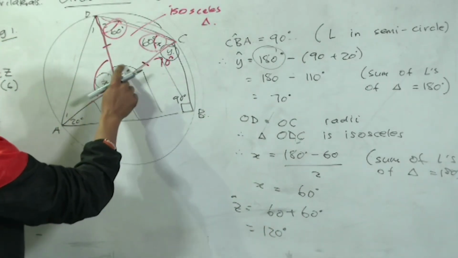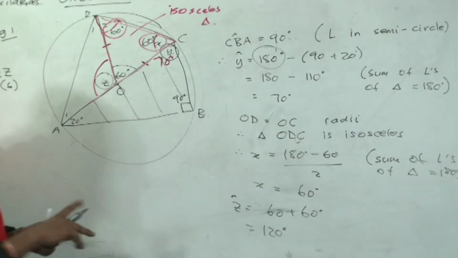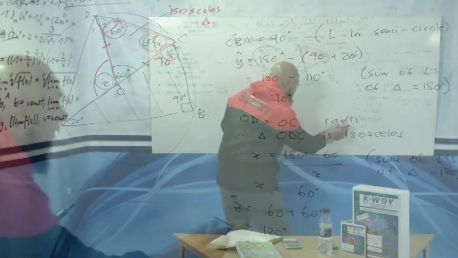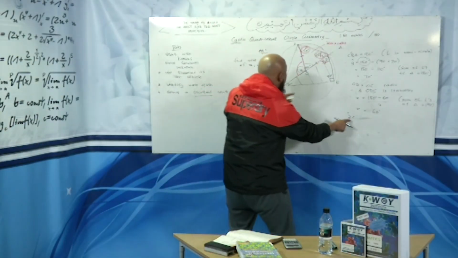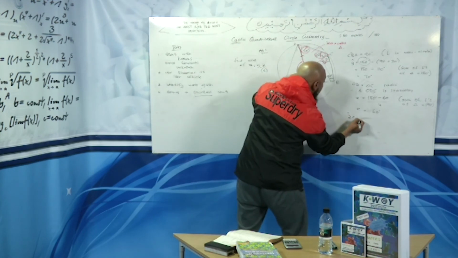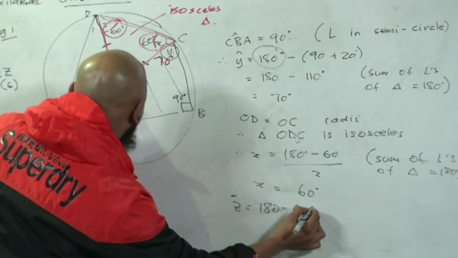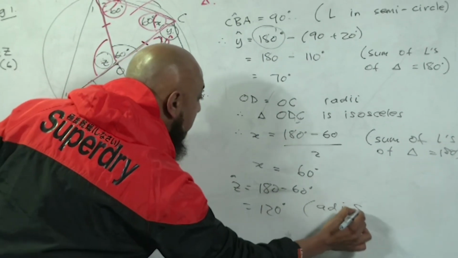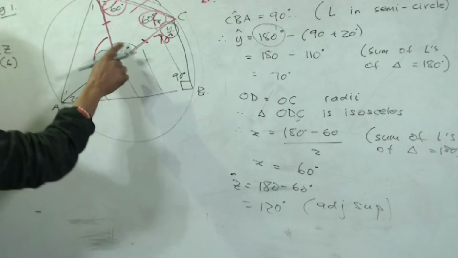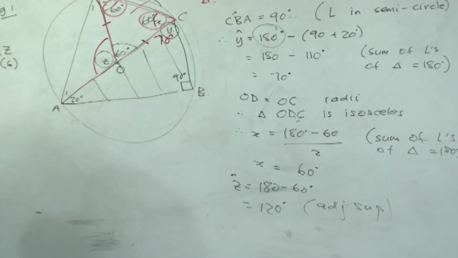Or you could have used adjacent supplementary. I think that would be the better one to use. Right, we're cutting now for an ad break, guys. Make sure that you've taken all of this down. Angle Z is equal to, let's use it this way, 180 minus 60, which is equal to 120 degrees. Adjacent supplementary, meaning angles on a straight line add up to 180 degrees.